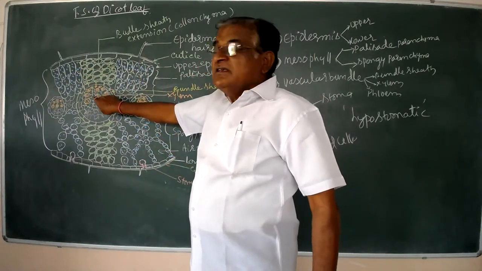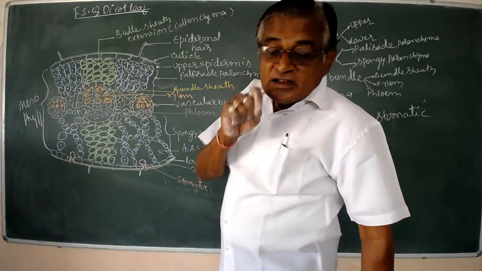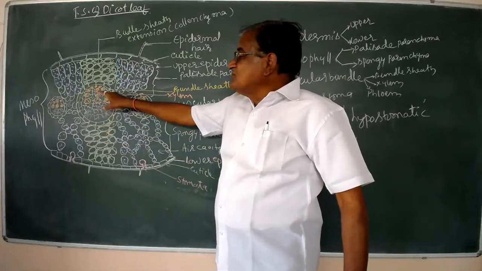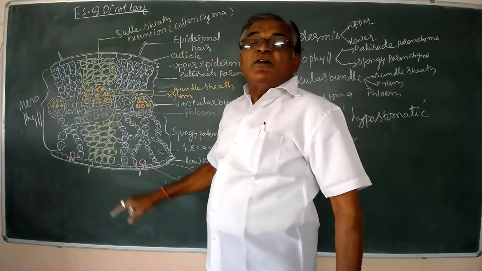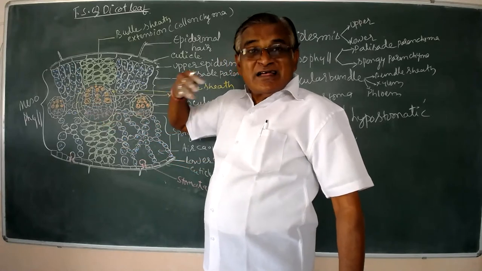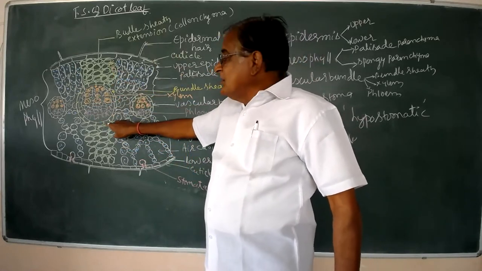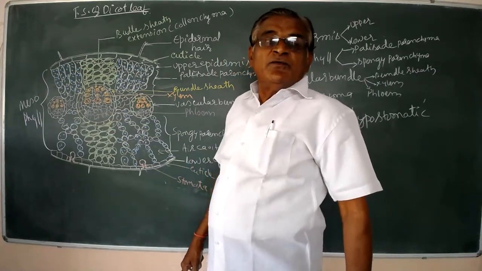And this xylem supplies the water to the mesophyll, the palisade parenchyma, for photosynthesis. The xylem will be facing towards the upper epidermis, whereas towards the lower epidermis you will find the phloem. The phloem is responsible for translocation of the food material. The food which is prepared in the leaf will be sent through the phloem.